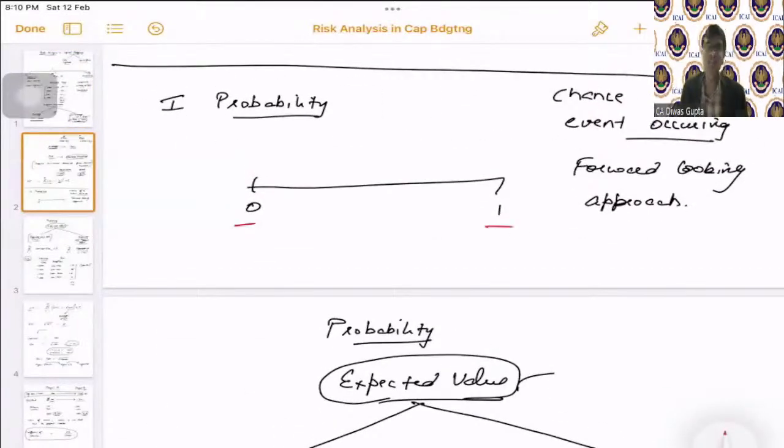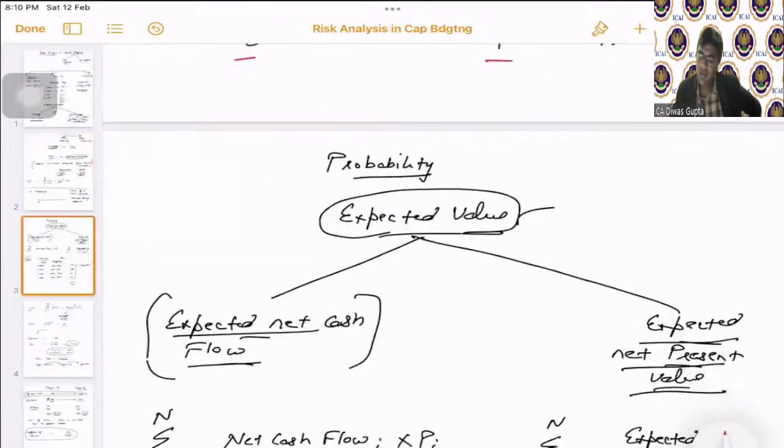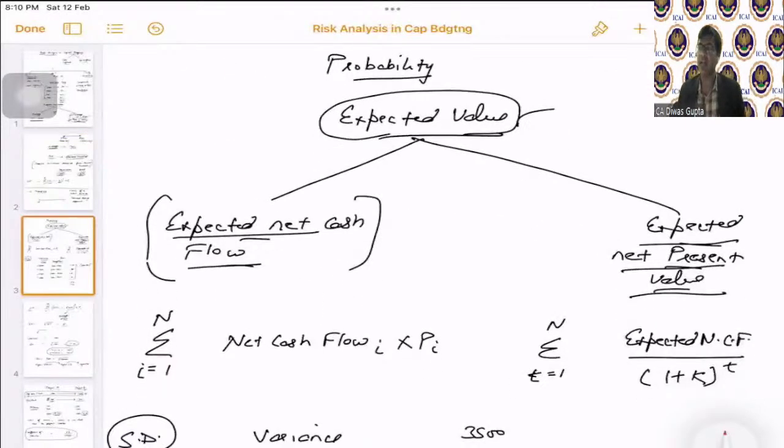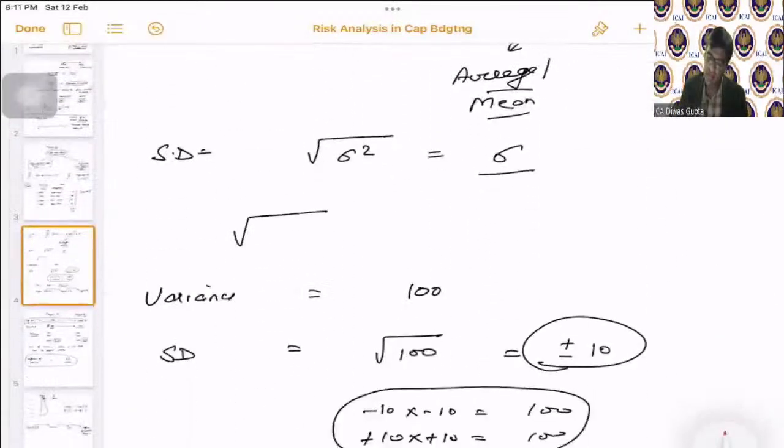Probability, we know that it is always 0 to 1 and it is a chance of an event occurring in future. Now using probability, we started calculating the expected value, the expected net cash flow and the expected net present value. That was again an easier part.